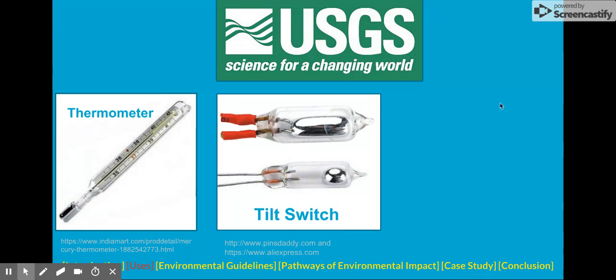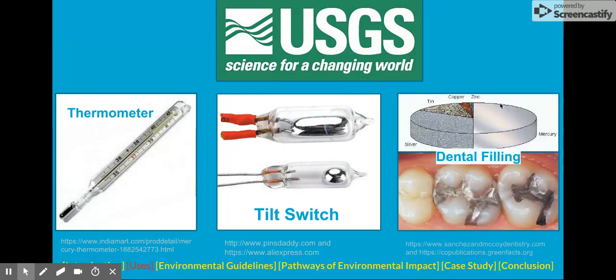Depending on how the tilt switch bulb is tilted, it would either touch the prongs and complete the circuit or not. Dental fillings consisting of a mercury mixture, or amalgam, are deemed safe by the FDA and still common in the United States. The USGS states that there are 290 tons of mercury in the form of dental fillings in the United States' mouths as of 2013.